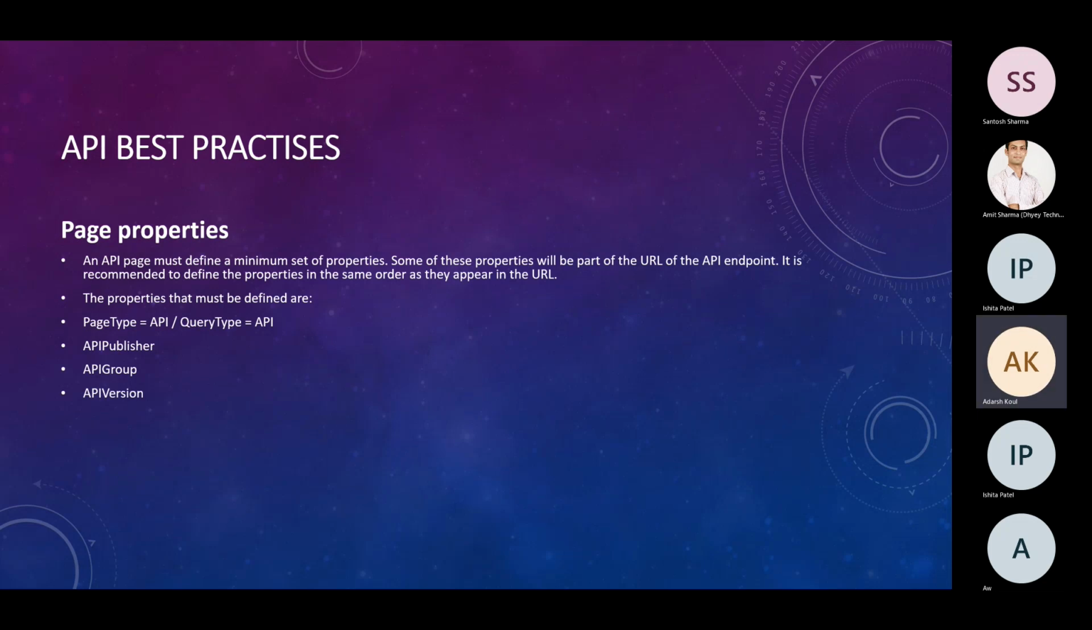API version. It sets the versions of API endpoint the page or query is exposed in. This property is not mandatory. If it is not specified, then APIs will be exposed as beta. The API version can be set to beta or have the format vX.Y, which is version 1.0, version 2.0, like that.